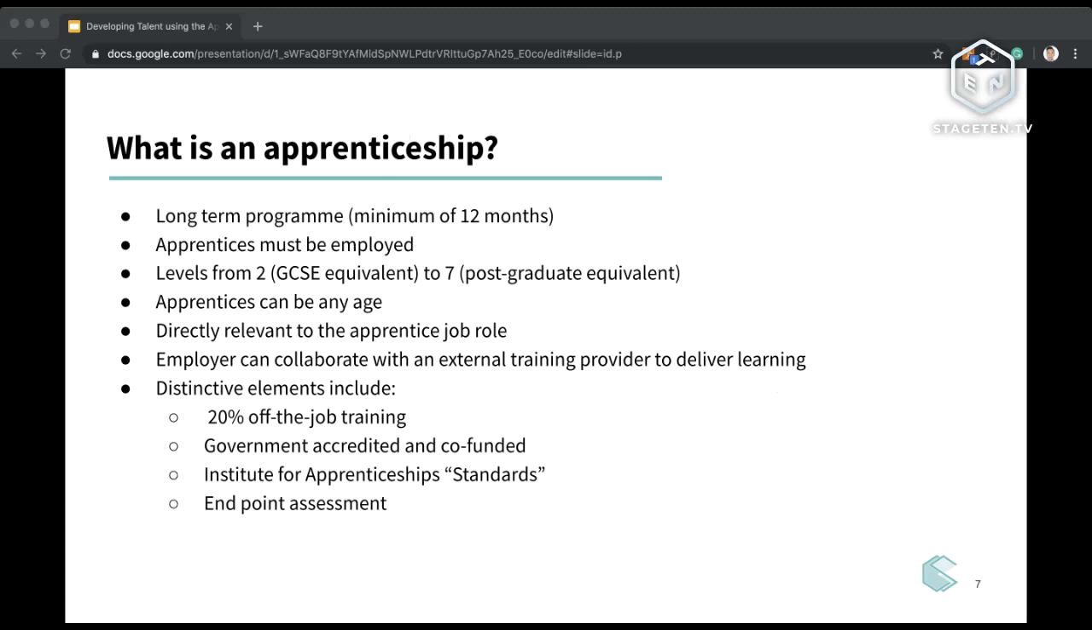I mentioned it covers a huge range of educational levels, from level 2, which is approximately a GCSE equivalent, up to level 7, which is the same as a master's degree. And apprentices can be and are any age. The apprenticeship that they undertake must be directly relevant to their job role. So you cannot have someone who is employed as a data scientist doing a hairdressing apprenticeship. If they're employed as a data analyst, they can be doing a data analyst apprenticeship.